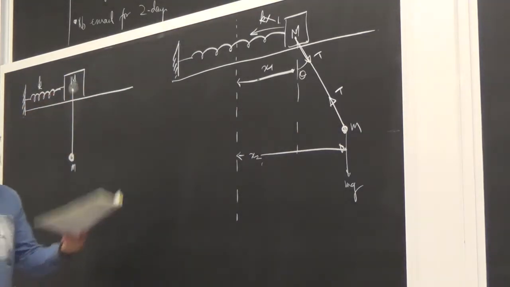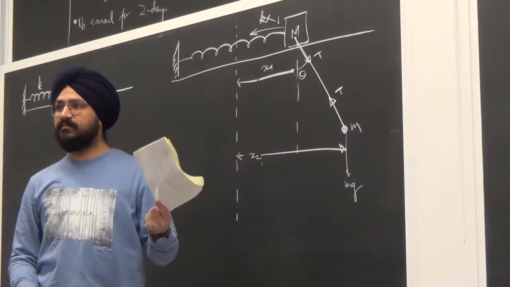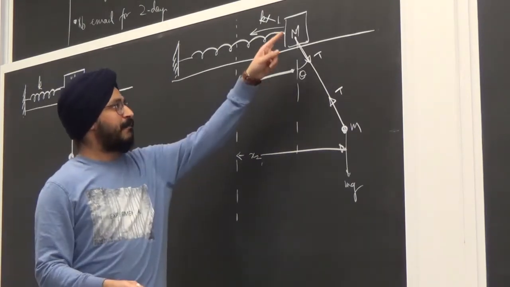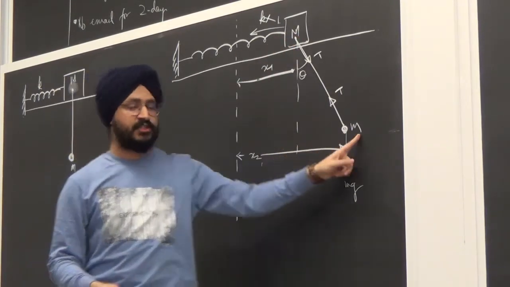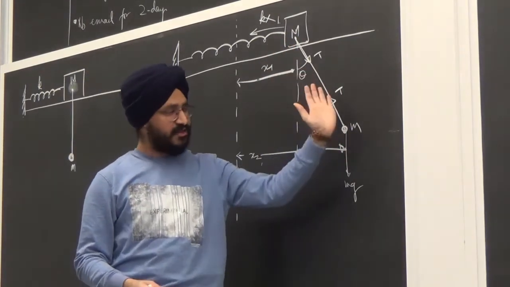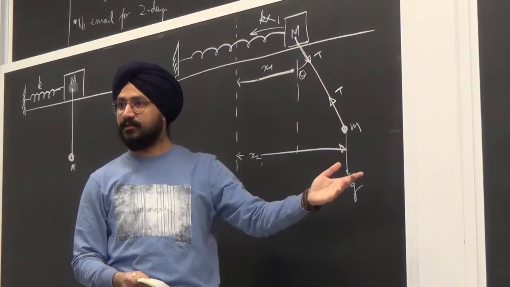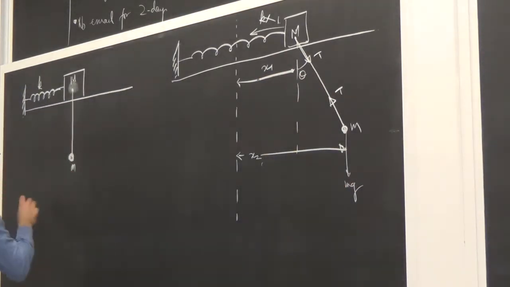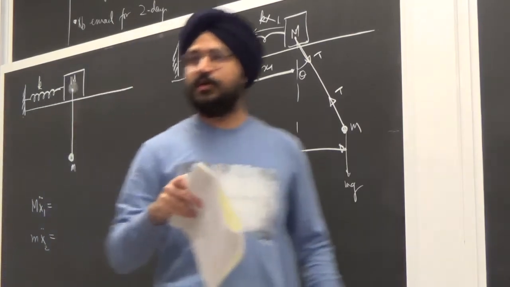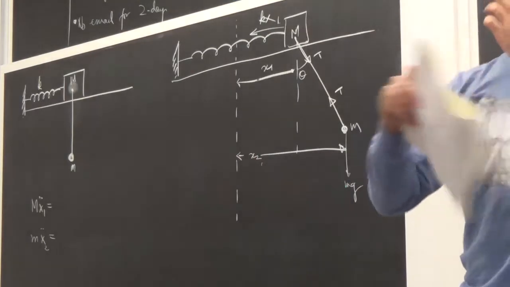Do we agree that this is a coupled system of equations? Right? How mass 1 moves depends on where mass 2 is because of the string joining the two, and vice versa. Okay? So let's write down the two equations of motion. So capital M x1 double dot is something, and little m x2 double dot is something. For the first mass, what are the forces along the x?